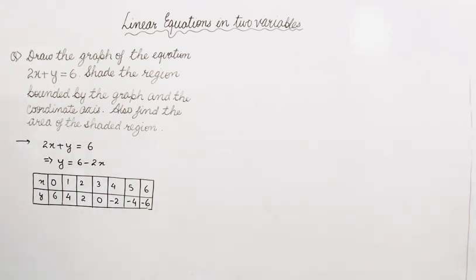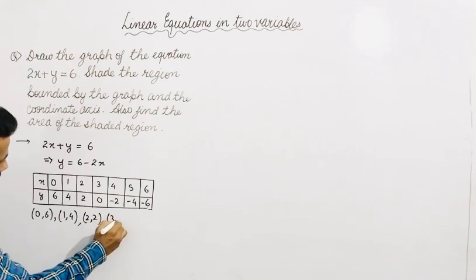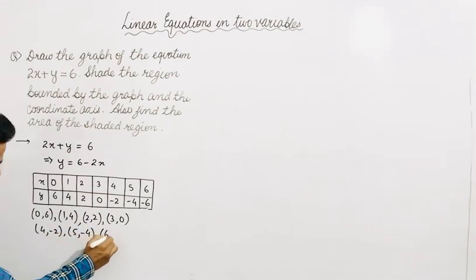So this is how the points are formed. When you put the value of x equals 0, what is the value of y? 6 minus 2 into 0, that is 6 minus 0 equals 6. When you put x equals 1, what is y? 6 minus 2 into 1, that is 6 minus 2 equals 4. So this is how we get all the points. So the points are (0, 6), (1, 4), (2, 2), (3, 0), (4, -2), (5, -4), and (6, -6).